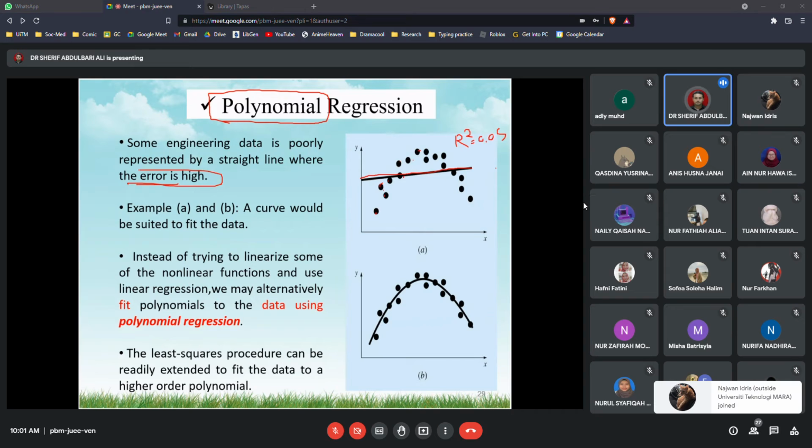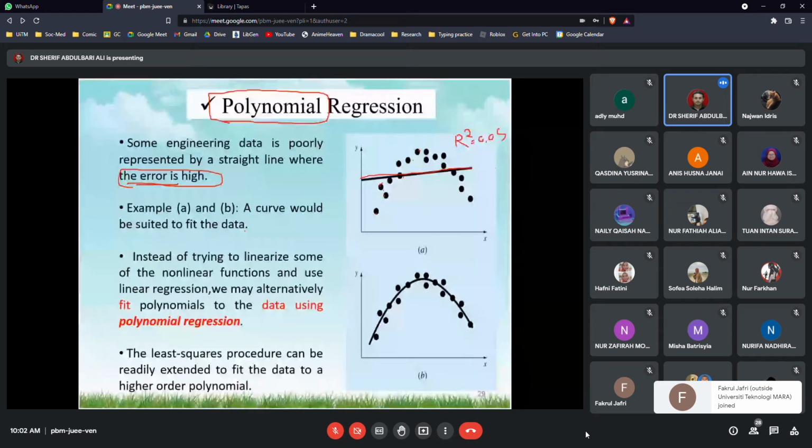So the error is going to be really high. An example of a curve would be suited to the data. So this means instead of trying to fit a straight line, if we fit a curve, this curve is going to be really suited to this data.